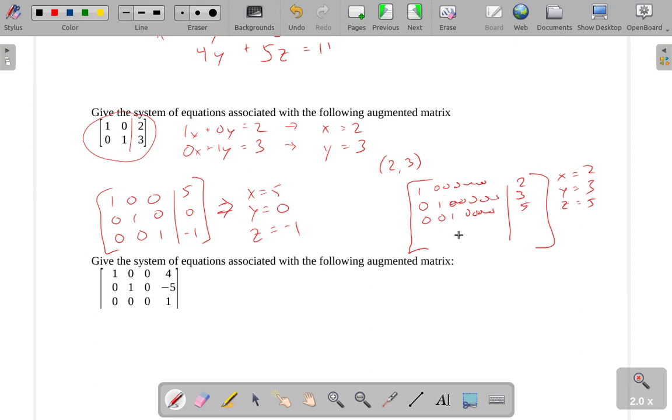Ultimately, what we're after when we're solving these things, we want 1s along the diagonal and zeros everywhere else.